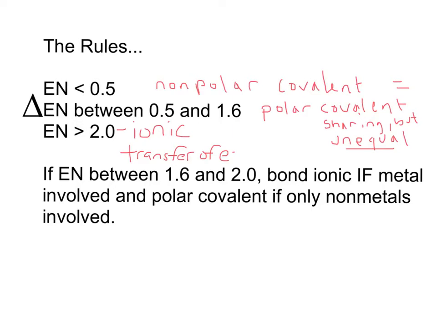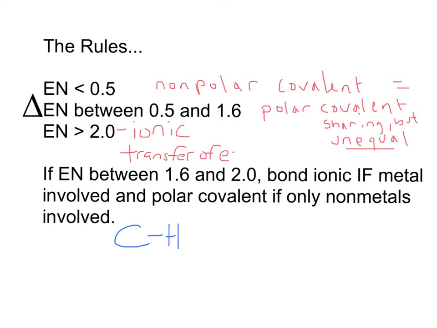Now that leaves us kind of a gray area there between the 1.6 and 2.0. These ones will come up. Most ones you have to watch out for in that area are actually your carbons with hydrogens. Your carbon-hydrogen bond, I think, is somewhere near 1.6, 1.8.